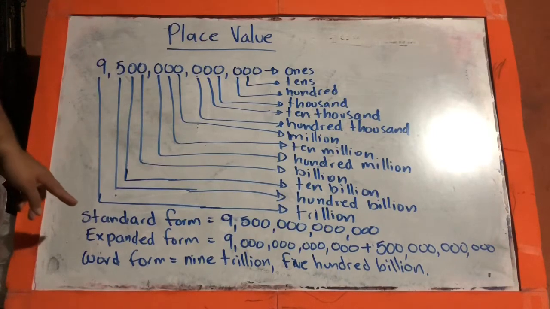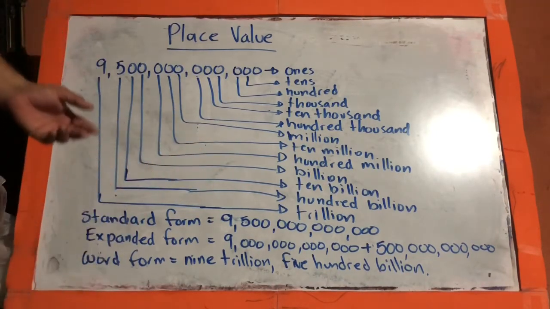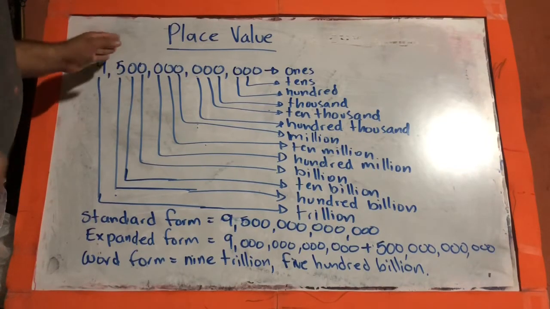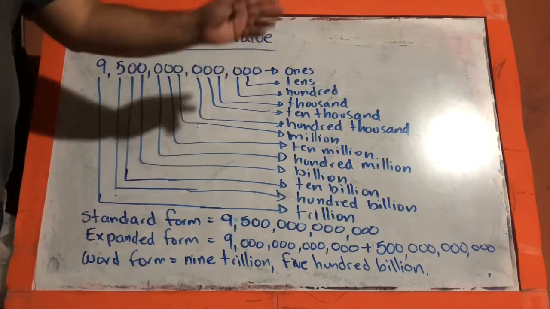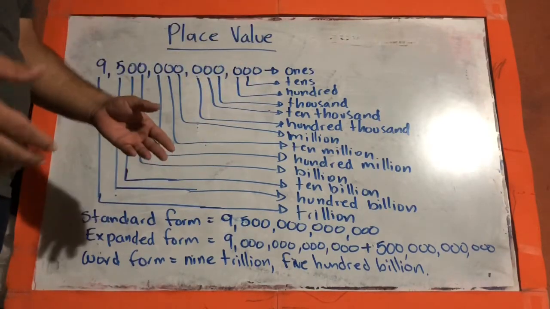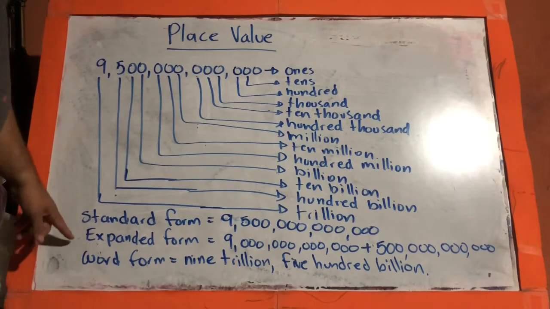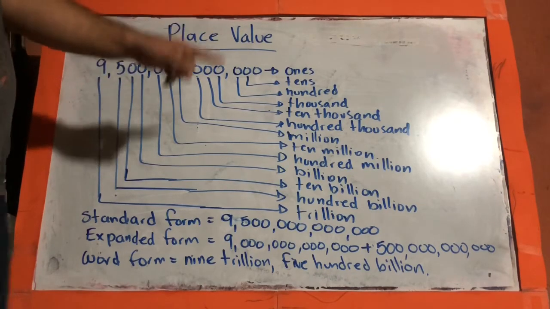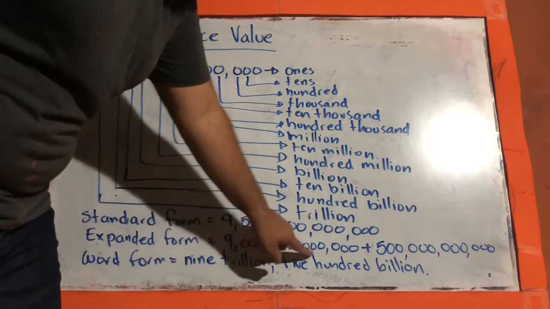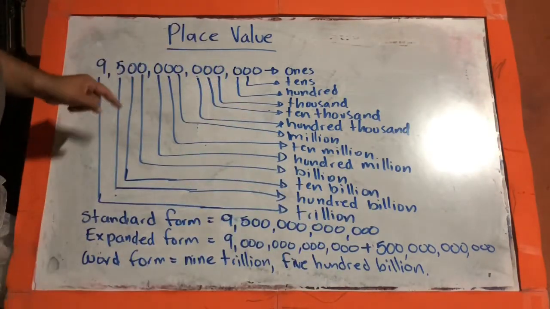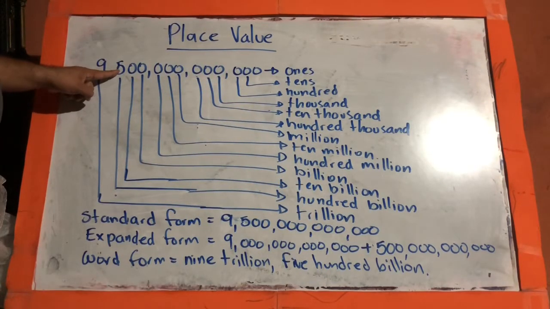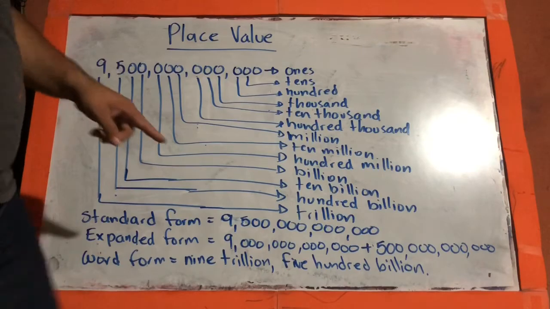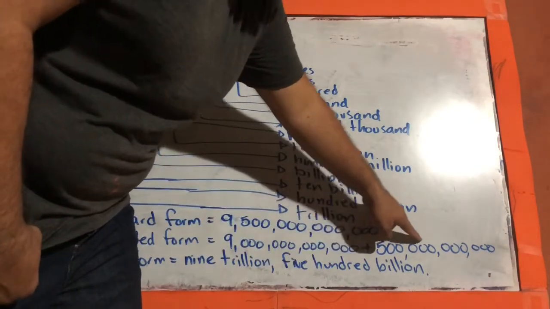In expanded form, we're going to write an addition, writing only the numbers different than 0. Here we only have two numbers different than 0. Then we're not going to add 0 plus 0 plus 0 because the 0 does not count. So 9 is in the position of trillions, so we write 9 trillions. Look, 9 trillions plus the second digit, that is 5, in the position of 100 billion. So we're going to write 500 billion, plus 500 billion.